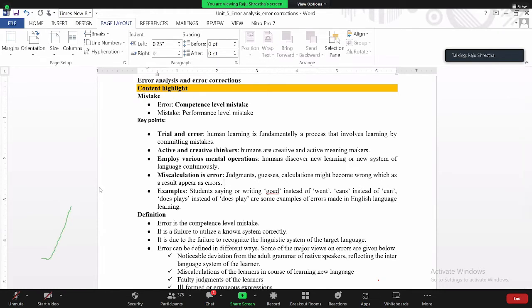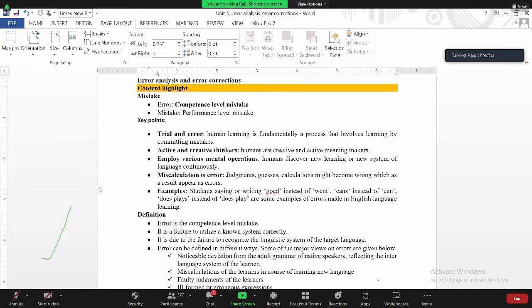Just so you understand, our students sometimes judge, guess, calculate the English structures or word formation. As a result, what happens? We see the errors. So examples I have mentioned here: students saying or writing "goed" instead of "went", "cans" instead of "can", "does plays" instead of "does play" are some few examples to mention here as the errors in the English language learning process.